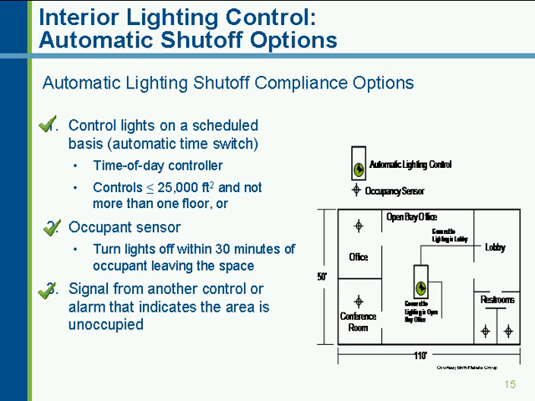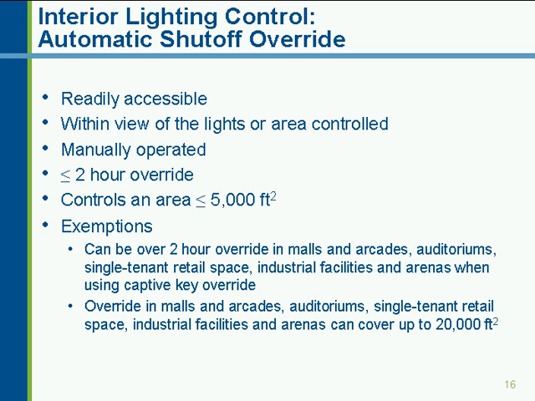And the third option, again somewhat of a catch-all, is if you have some other type of automatic signal that does this control, that would comply as well. The key here being that it must be an automatic control. There is an override requirement also for automatic control, such that if an occupant needs to come in and do some work after hours, for example, they can come in and do that work.